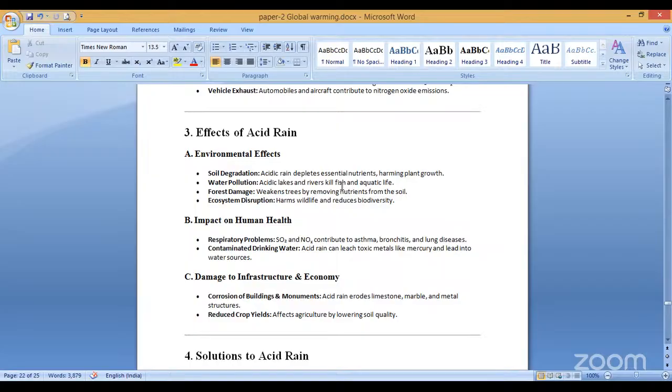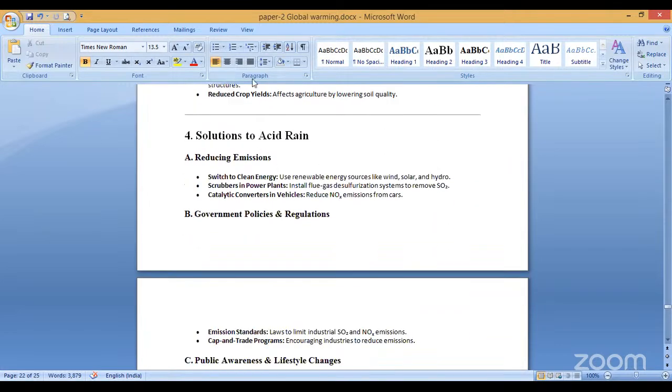The next one, reduced crop yields affect agriculture by lowering the soil quality. Then coming to the next one, solutions of acid rain. What are the solutions of acid rain?